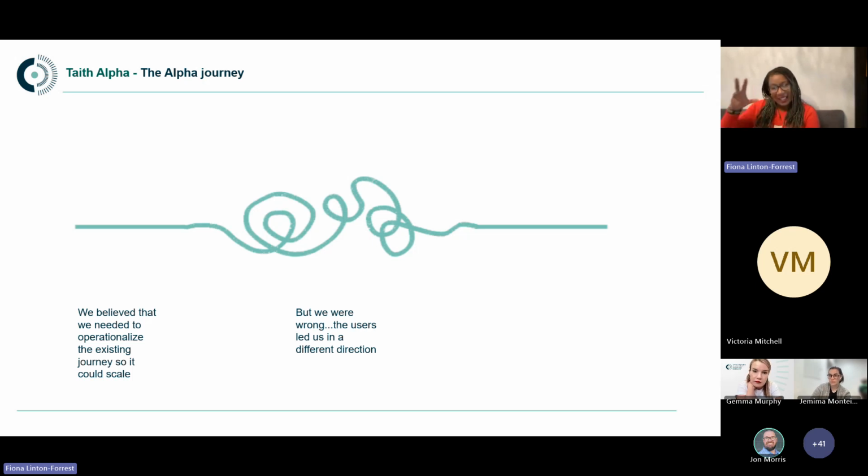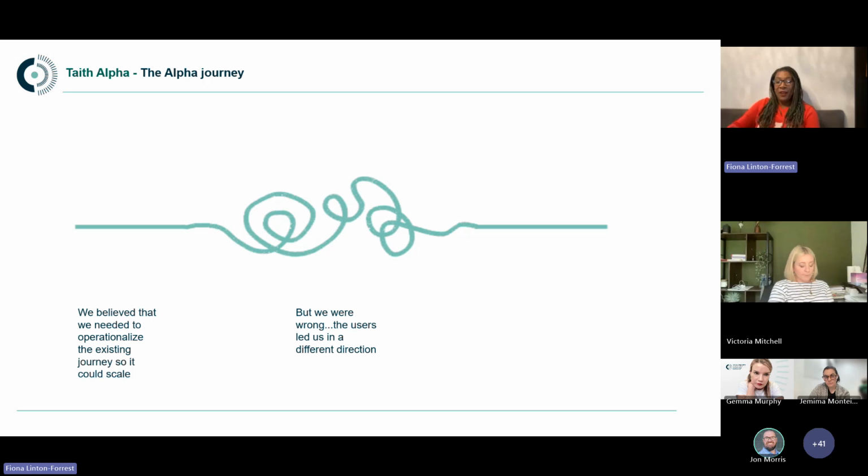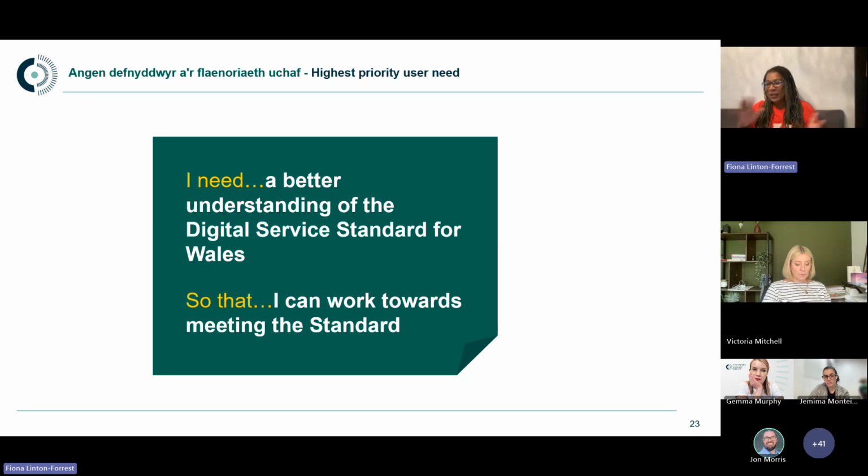And now we're entering into the squiggly bit, where our alpha journey started to veer away from the plan. It wasn't what we expected, but it's kind of what you expect with an alpha to have those twists and turns. So our research uncovered this fundamental user need: I need a better understanding of the digital service standard for Wales so that I can work towards meeting the standard.